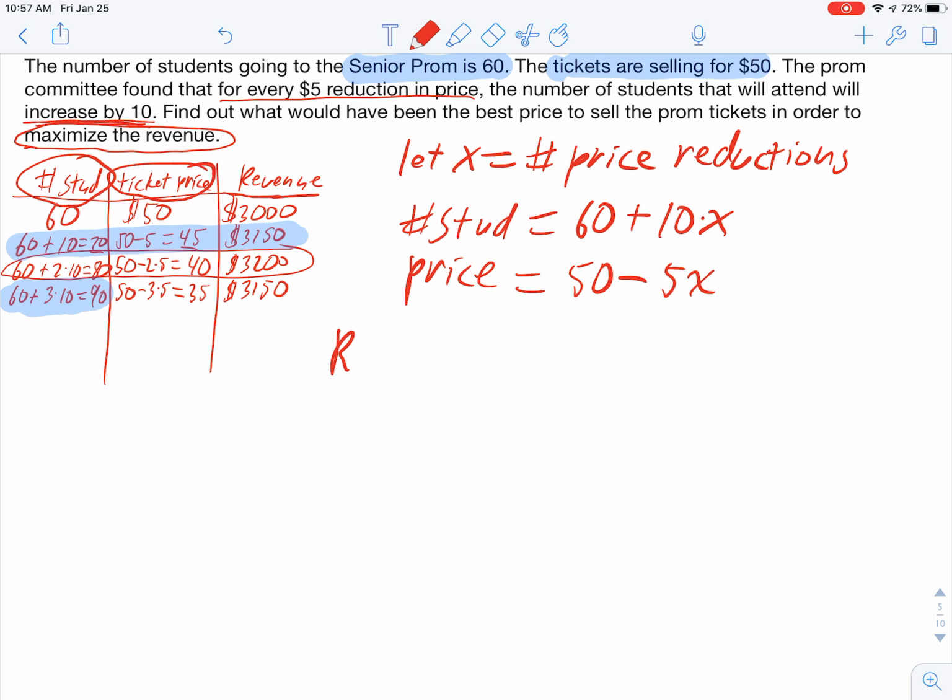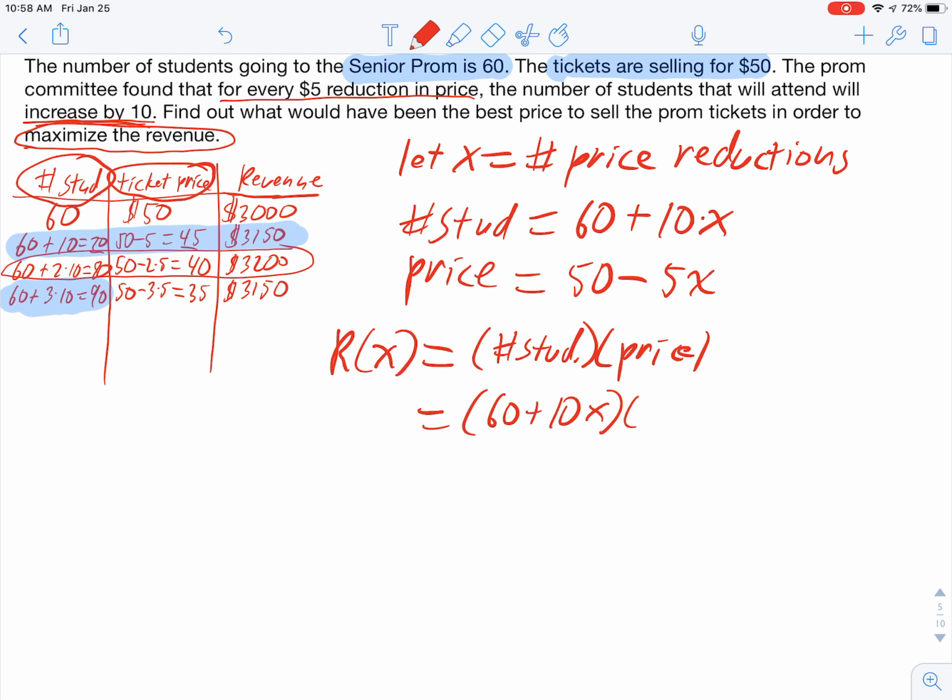Okay, so now if we think about revenue, let's write a function to tell us the revenue. Well, revenue is just the number of students multiplied by the price of the ticket. And so the number of students is represented by 60 plus 10x. The price of the tickets is represented by 50 minus 5x. And so we now have a quadratic function that should tell us the revenue for any number of price reductions.